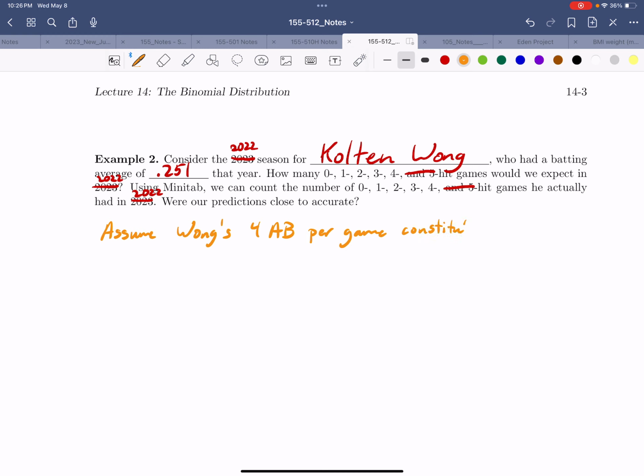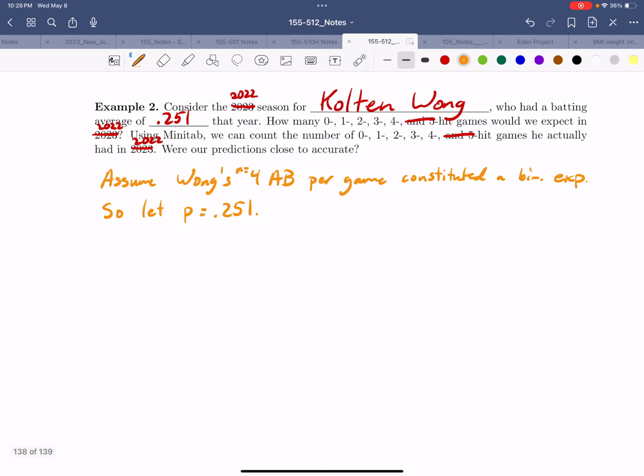Constituted a binomial experiment. So that's our n. N equals 4. So let P, his probability of success, be .251. We can use the binomial distribution to try to predict the number of 0, 1, 2, 3, and 4 hit games that he had, assuming he had 4 at-bats per game, assuming that his batting average is .251.